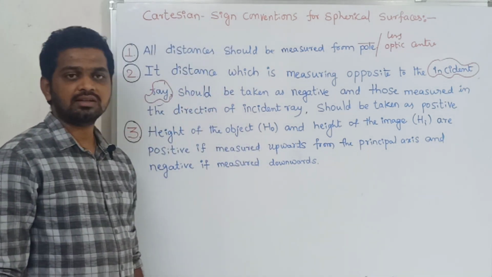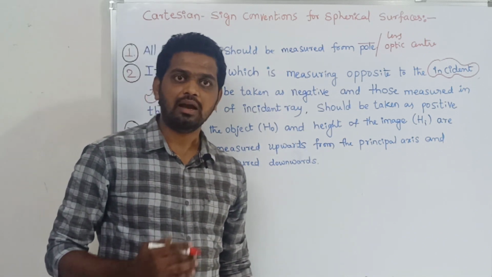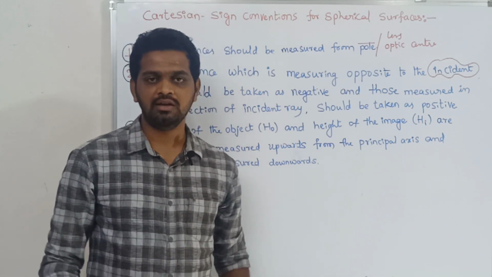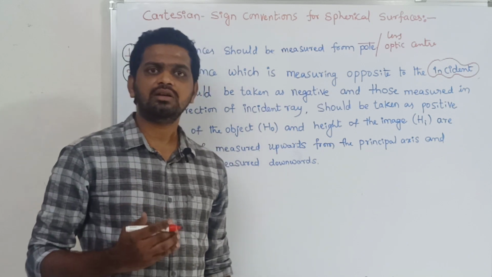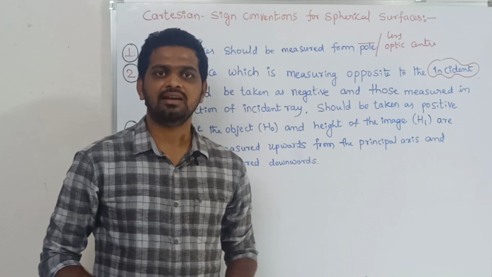Coming to the third Cartesian sign convention, the height of the object or height of the image measured above the principal axis or optical axis, we should consider as positive. The height of the object or height of the image measured below the principal axis, we should consider as negative.